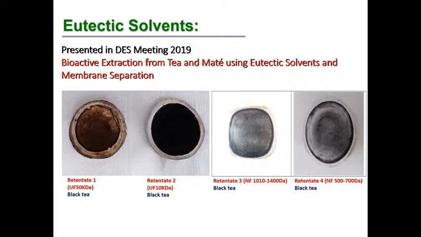Here the example, some photos about the state of the membranes, black tea is the darkest one, so it shows a big quantity of material of 10 kilodaltons and just small ones and another molar mass.